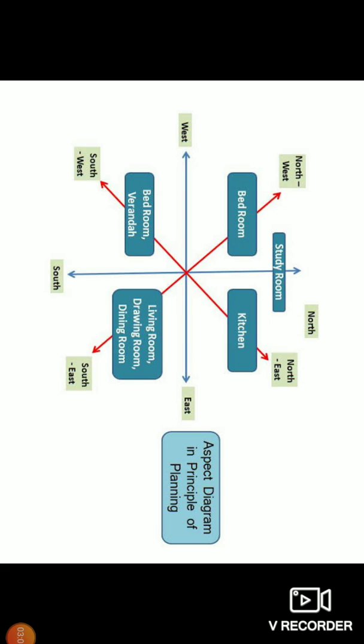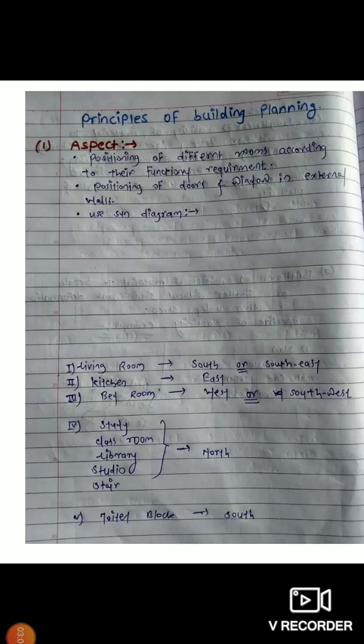Aspects of various types of rooms are given on this page. Living room should be south or southeast. Kitchen is east. Bedroom is west or southwest. Then other rooms like study room, classroom, library, studio and staircase should be on the north side. Toilet block is simply kept on the south side.